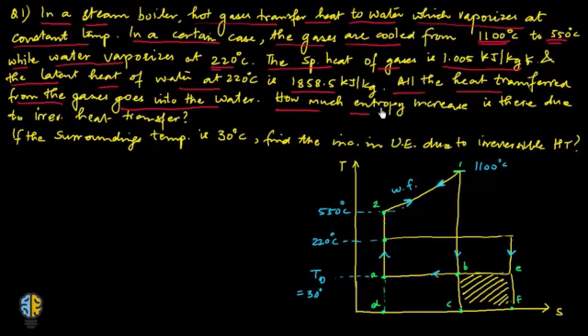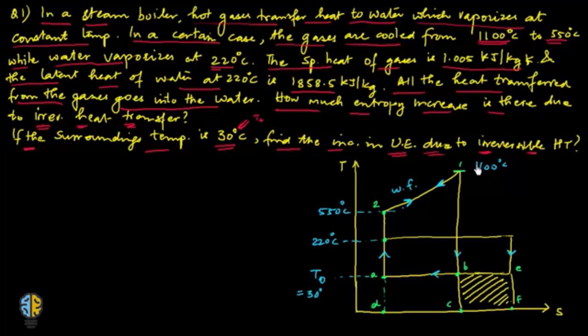How much entropy increase is there due to the irreversible heat transfer, that is the heat transfer through a finite temperature difference? If the surrounding temperature is 30 degrees Celsius, now this is nothing but your T naught, find the increase in the unavailable energy due to the irreversible heat transfer.